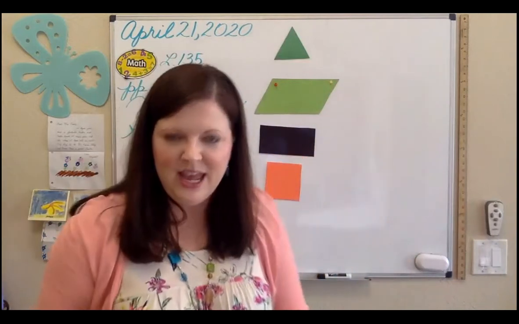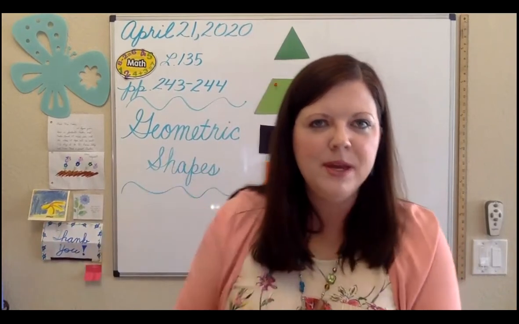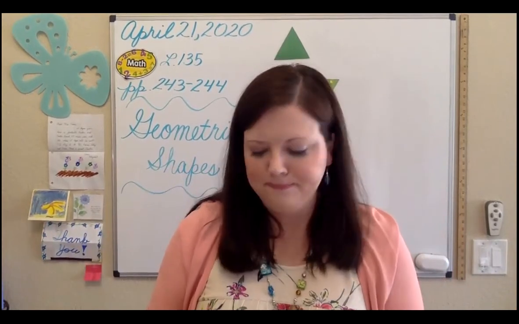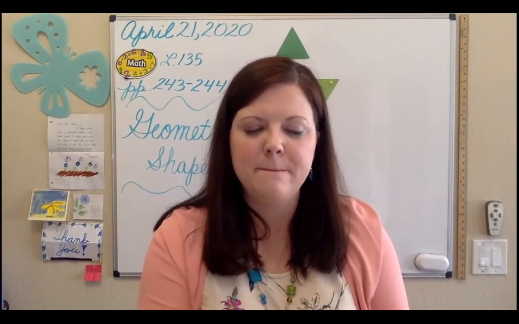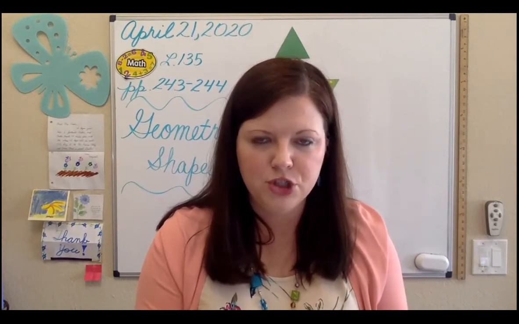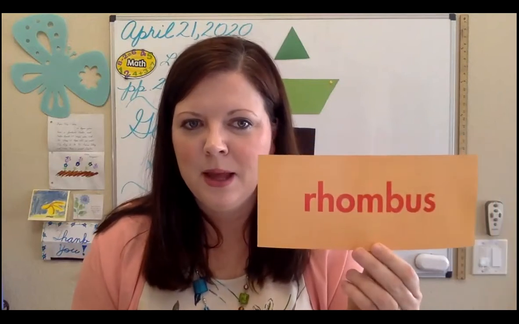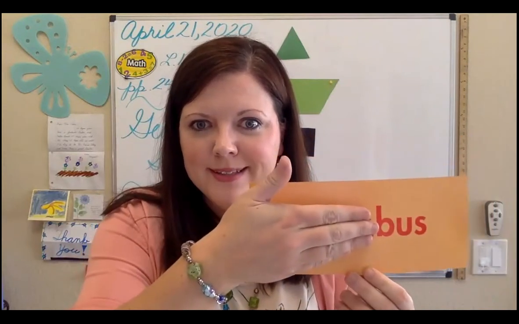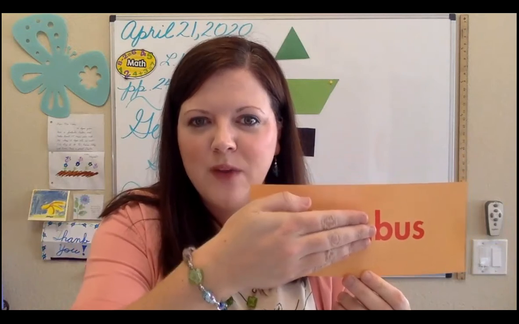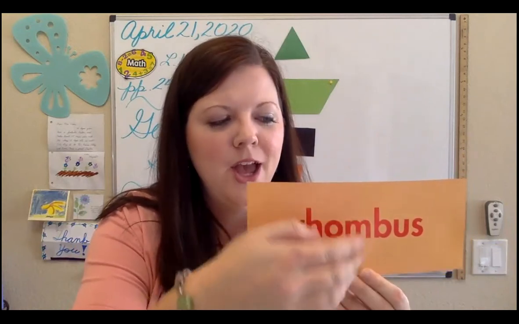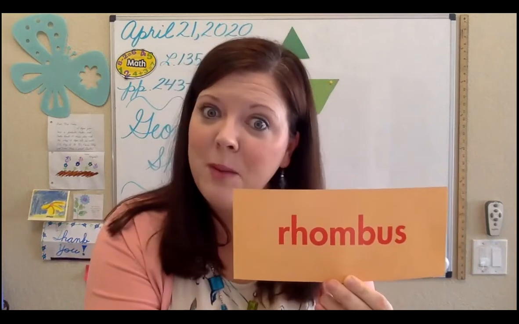There's a square. I wonder what our next geometric shape is going to be. How about this one? I'm going to show you the word first. Now, keep in mind this one, a square. Now, imagine a square that's been hit by a bus. Oh no, a square that's been backed into by a bus. We're going to call this a rhombus.